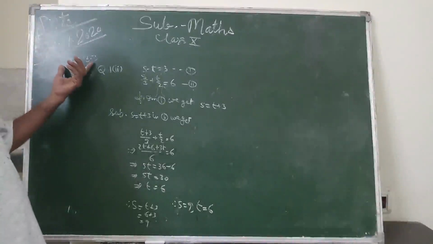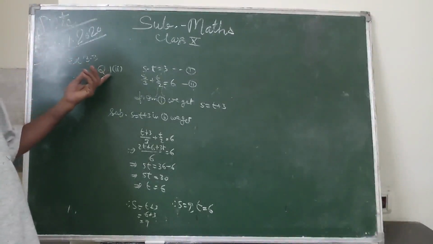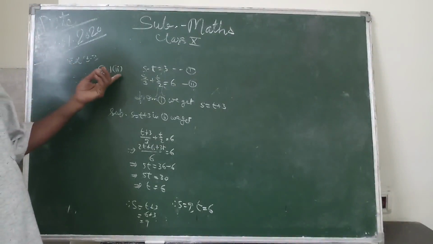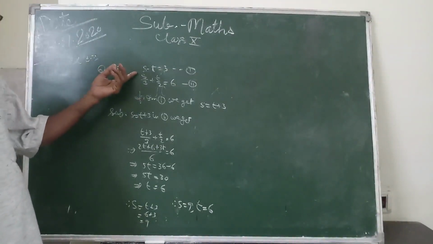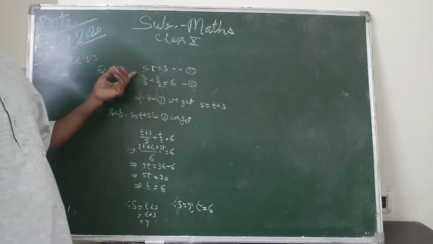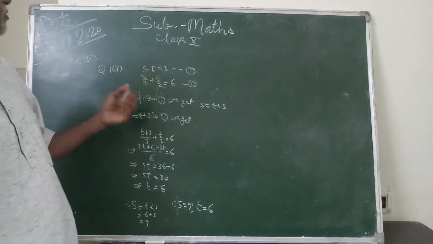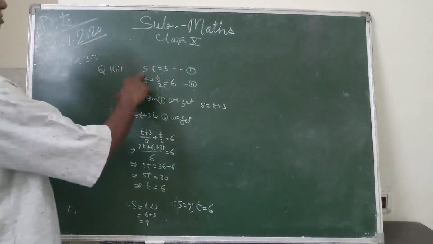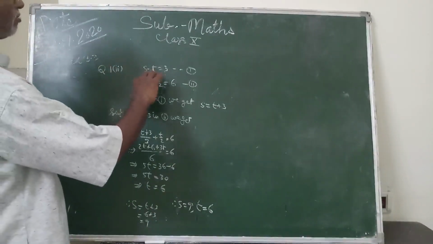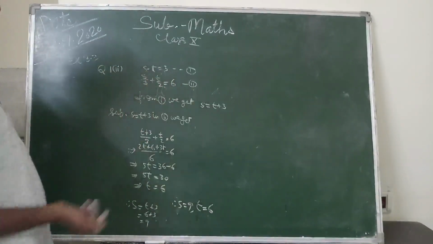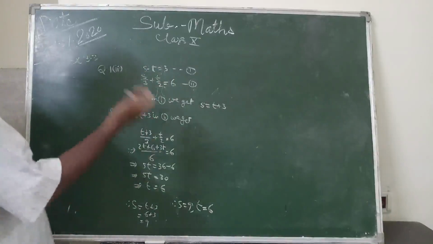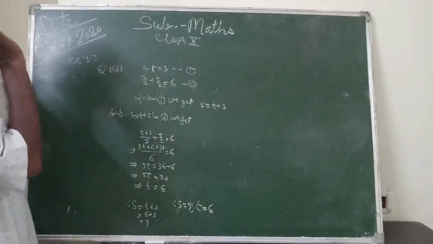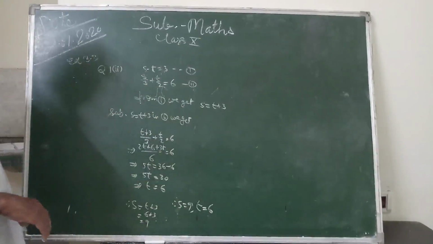Exercise 3.3, question 1 part 2. To solve the equation by the method of substitution. Substitution is a method where the value of one variable is obtained in the form of the other variable and substituted in the second equation.